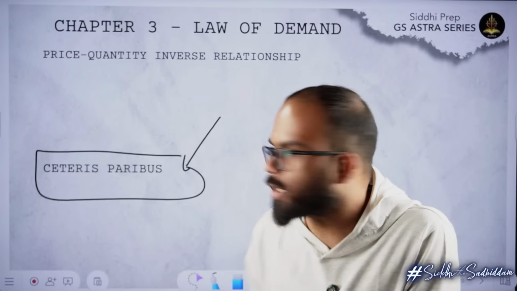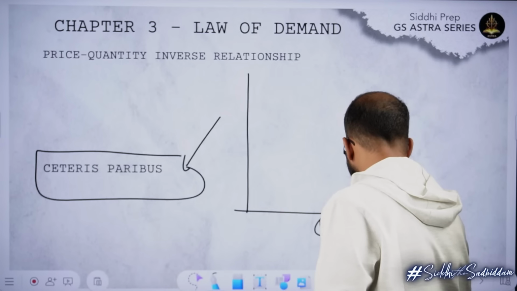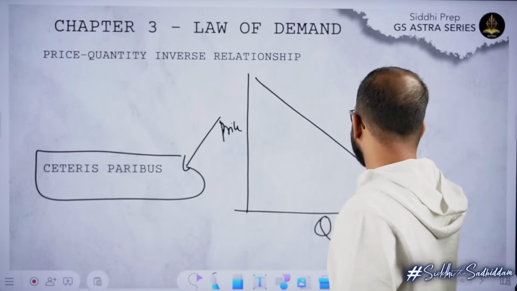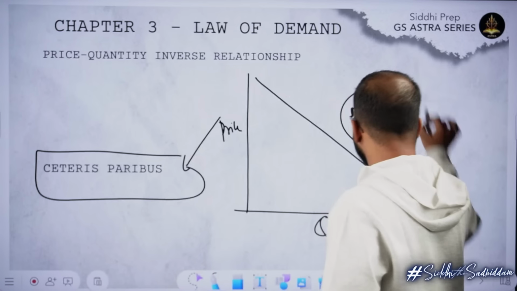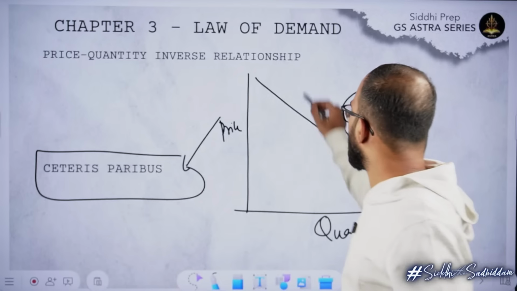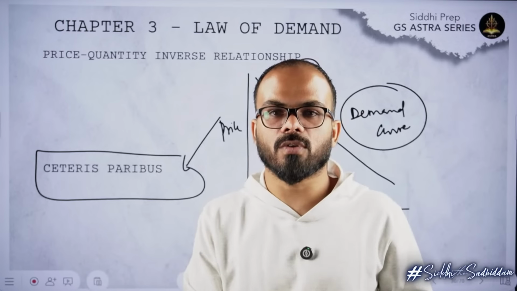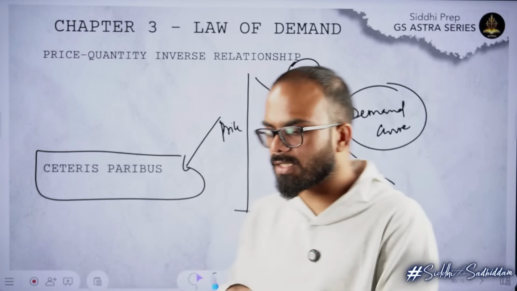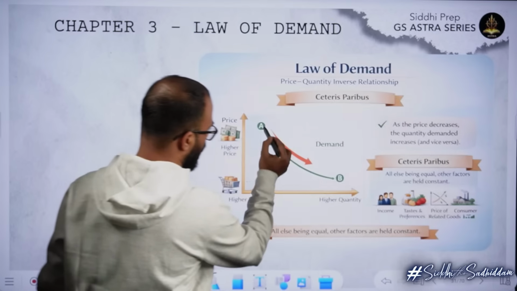Now if I put this on a line, the line would look like this. I have quantity here and I have price here, and this is my demand curve. This is how I draw my demand line. This is called the demand curve or demand line. The demand curve has a negative slope. So in the exam they can ask you what is the slope of the demand curve. They can ask that kind of question also, right? So this is about the demand curve.